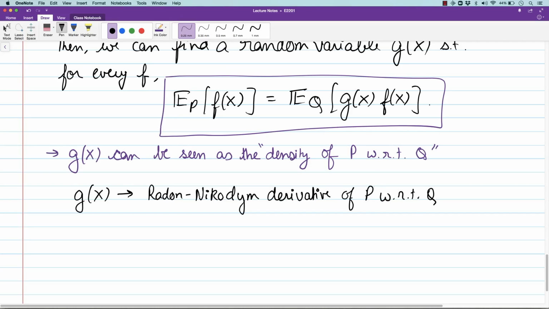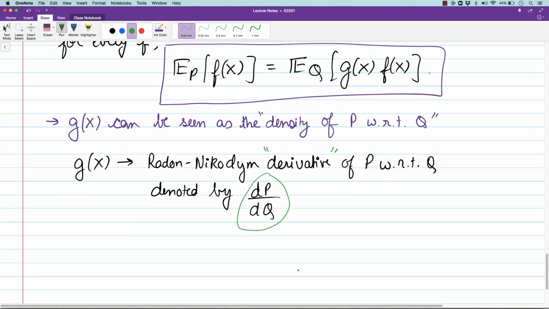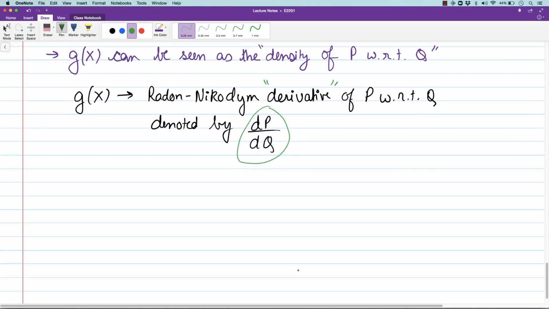It's called the Radon-Nikodym derivative, and it's denoted by dP/dQ. This is a bit of a strange notation. There is no derivative here. If you want, this derivative can be within quotes. But why do we have this notation, and why do we call it the derivative?